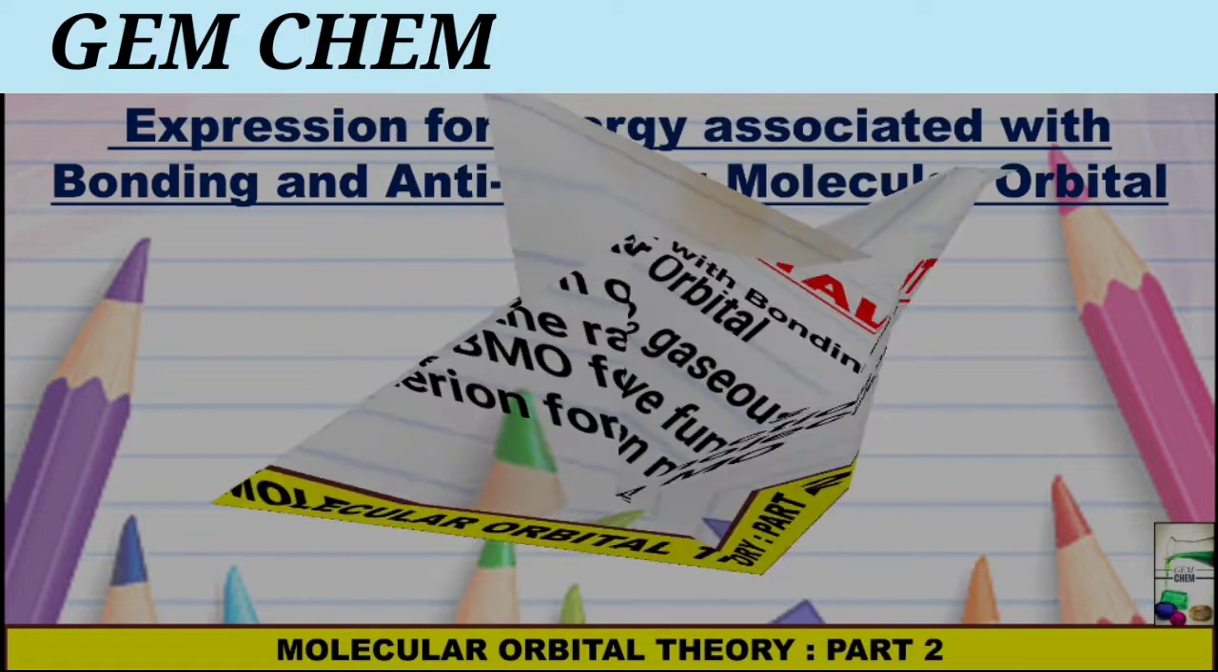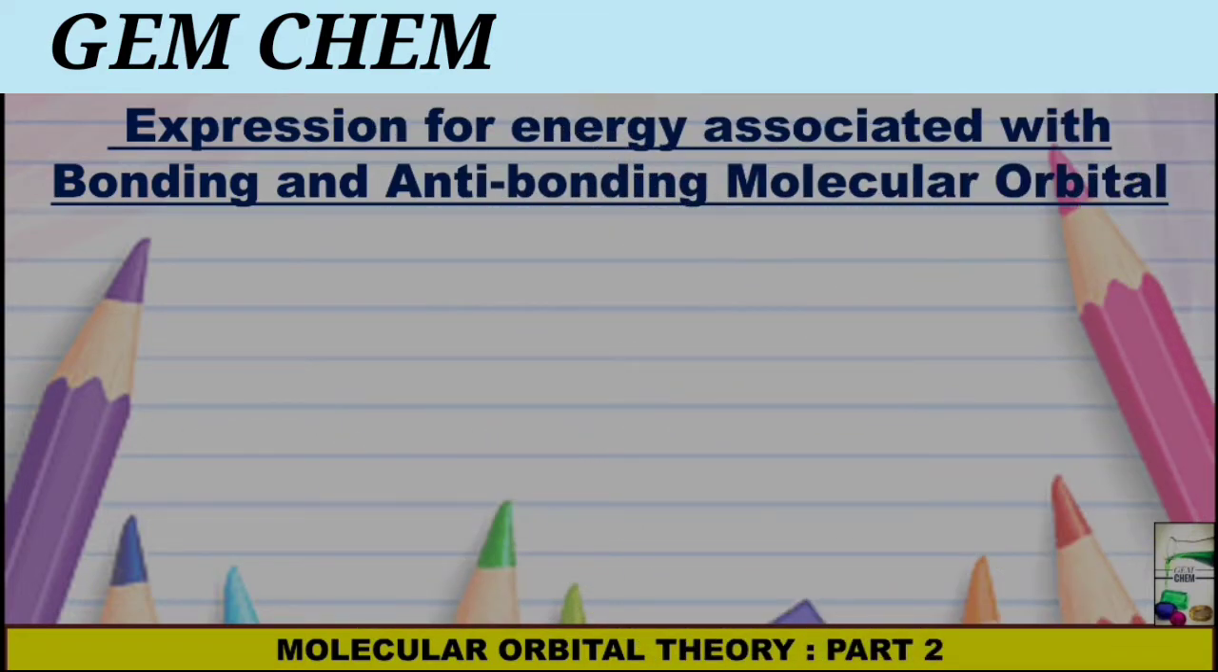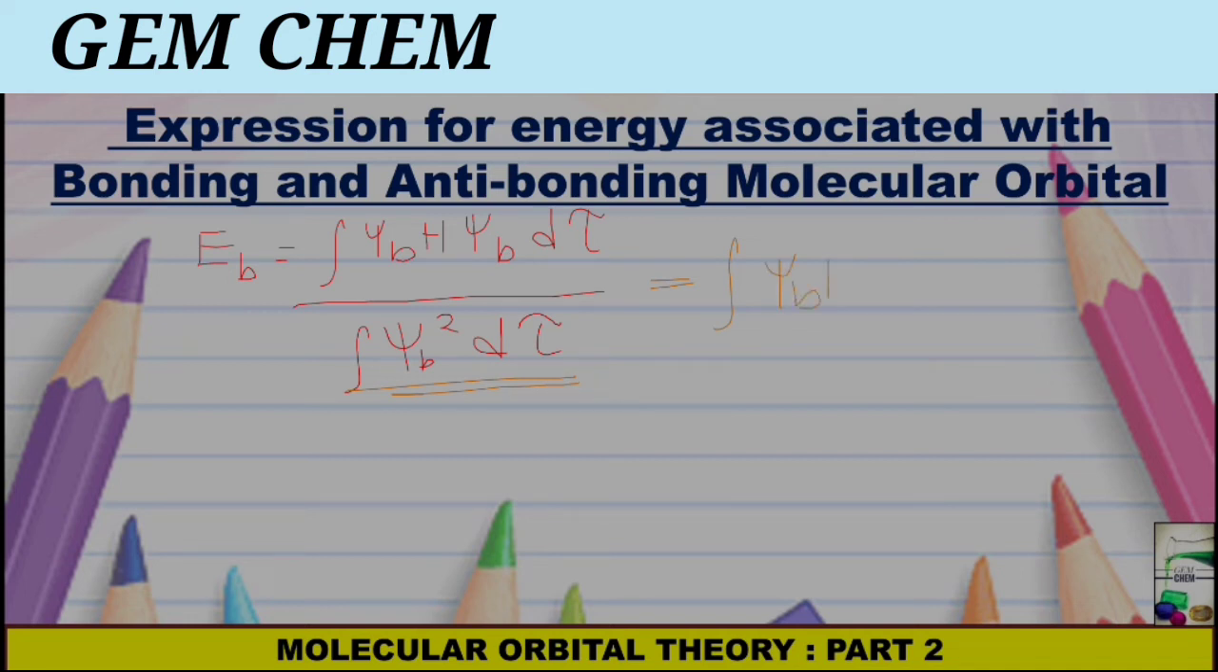Now let us start. So first we will deal with the expression for energy associated with bonding and antibonding molecular orbitals. So we have the expression of EB as equal to the integration of xi b H, that is the Hamiltonian operator, xi b d tau. Xi b stands for the bonding wave function, right? Divided by the integration of xi b square d tau. Now since the wave functions are normalized, we can write it as integration xi b H xi b d tau.